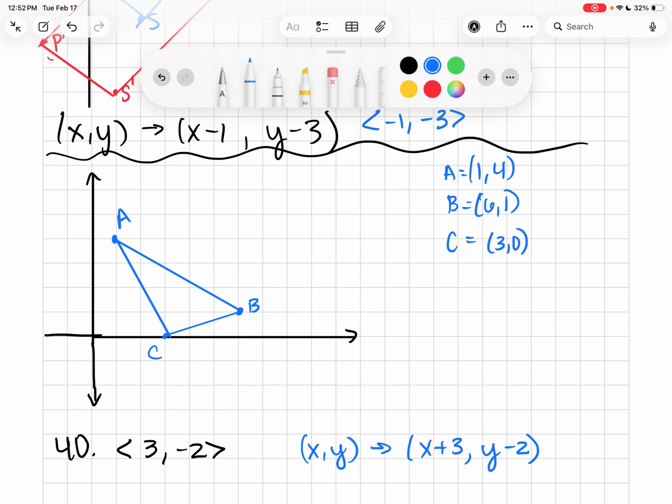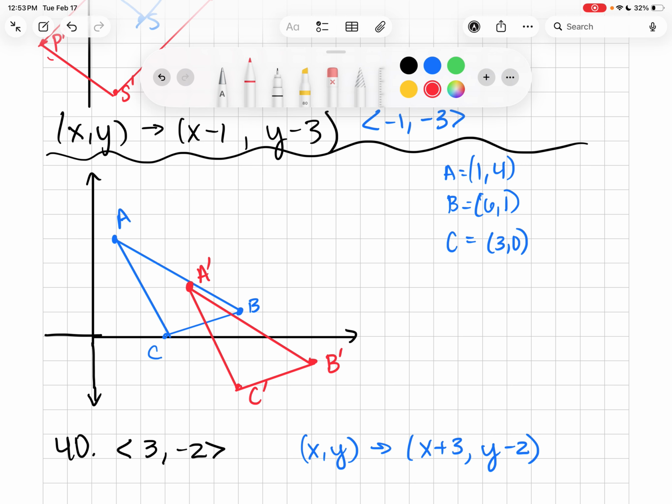So this says I go right 3, down 2. So for A, I go right 1, 2, 3, down 1, 2. So that's A prime. Then for B, right 1, 2, 3, down 1, 2. Here's B prime. And then C, right 1, 2, 3, down 1, 2. And then there is my new triangle that way.